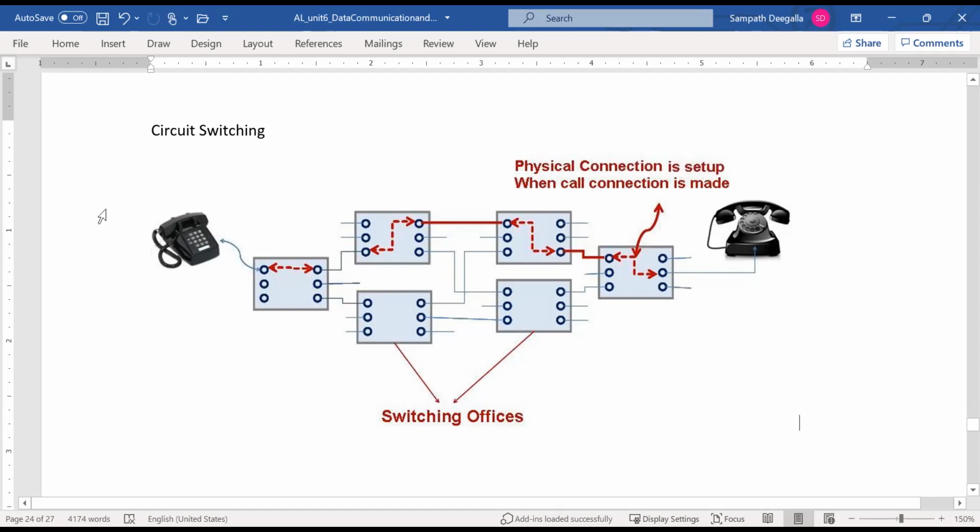Let's say we need to send from here to here. So you have a dedicated path. If you start from here, it will connect to here, and this will connect to here, and likewise you can get a physical connection between the first phone and the second phone. So this is called circuit switching. Circuit switching means we have a dedicated one, a dedicated switch.